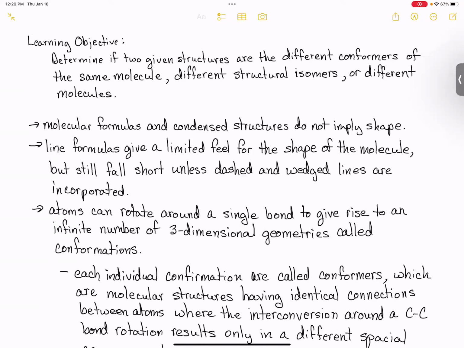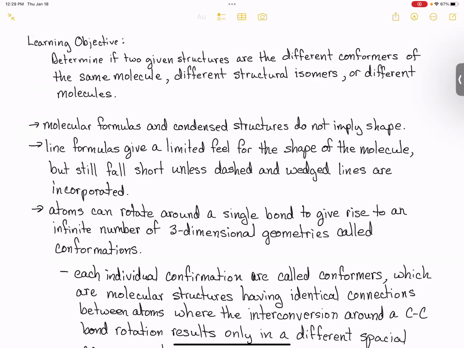The learning objective for section 5 is to determine if two given structures are different conformers of the same molecule, or if they're different structural isomers, or if they're different molecules completely. Molecular formulas and condensed structures do not imply shape.